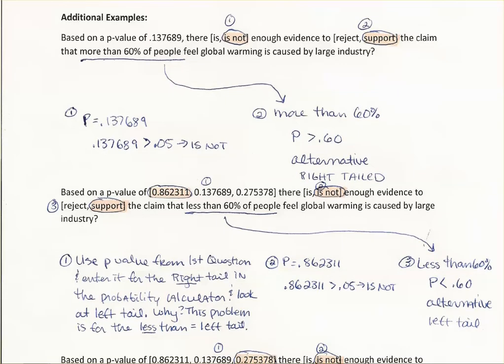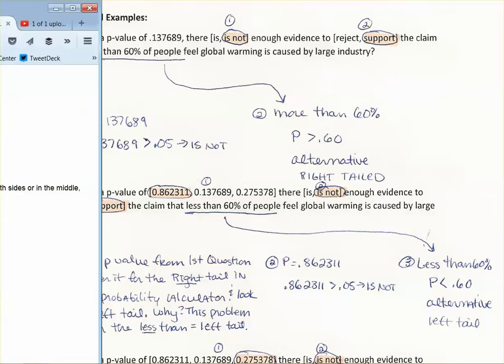So when we go to the second part of this question, they ask, based on a p-value of blank, there is or is not enough evidence to support the claim that less than 60% of people feel global warming is caused by large industry. We might look at that and wonder how am I supposed to figure out what the p-value is? Well, because all of these questions are related, what you need to think about is this p-value. So you have this p-value, and you know that it is, because of this claim, right-tailed.